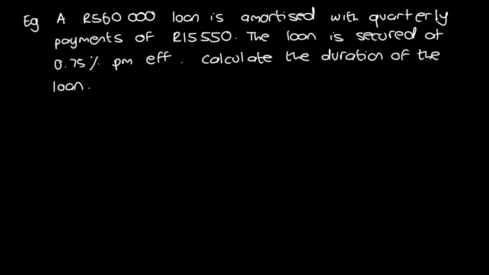So what we're going to do is start writing down all the information we have and just fixing it for our financial calculator. So we're just going to start at the beginning of the word problem. So we have a 560,000 Rand loan. So that is its present value is 560,000. And it's an inflow of money to us because we're getting that money to use.